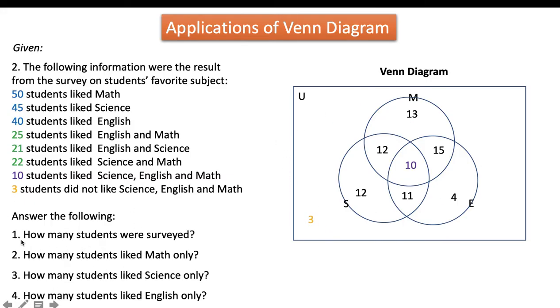So after writing our data in our Venn diagram, we are now ready to answer these 4 questions. So how many students were surveyed? We will just simply count them all. So 3 plus 12 plus 11 plus 4 plus 10 plus 12 plus 15 plus 13, and that is 80. And these are the students who were surveyed.